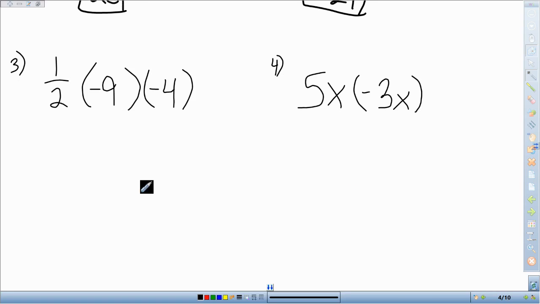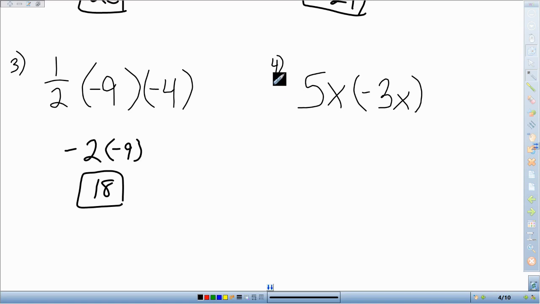Okay, moving down to number 3, we have again this 1/2. I would probably not take 1/2 of negative 9, though you could, and then multiply that by 4, but you're making it harder than it might need to be. I'm going to take 1/2 of the negative 4, all right? And I know that's going to give me a negative 2. Then bringing down the negative 9, okay, negative times a negative gives me a positive 18.